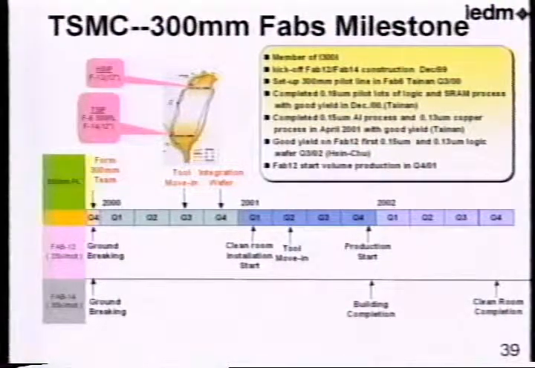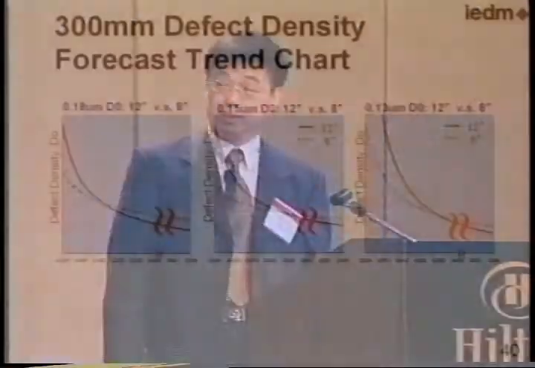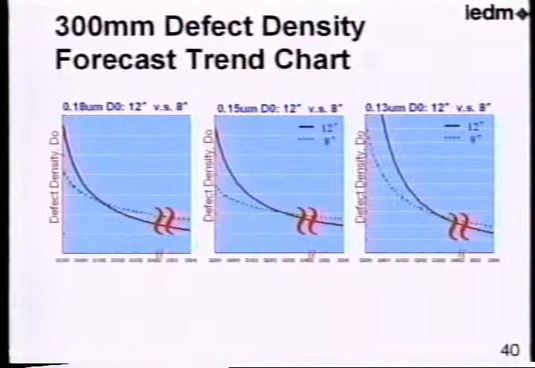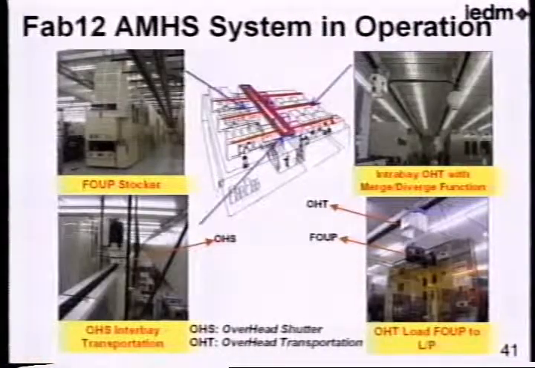And then Fab 14, our second one, groundbreaking was about the same time, but because the business slowed down, we slowed the speed of installing machines. And this one just illustrates we are at a crossover point for both 0.15 micron technology and 0.13 micron technology. The defect density actually performs similarly. And these are pictures taken from Fab 12.